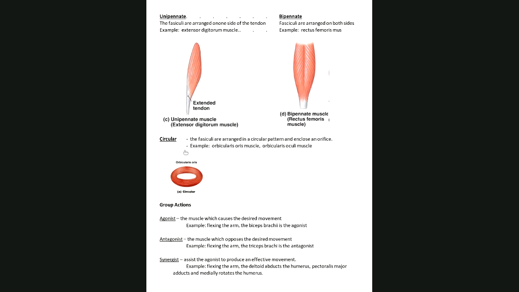Another arrangement is circular. The fasciculi are arranged in a circular pattern, and they can enclose an orifice. Now you have this around your eye. It's called the orbicularis oculi. Have it around your mouth. It's called the orbicularis oris.